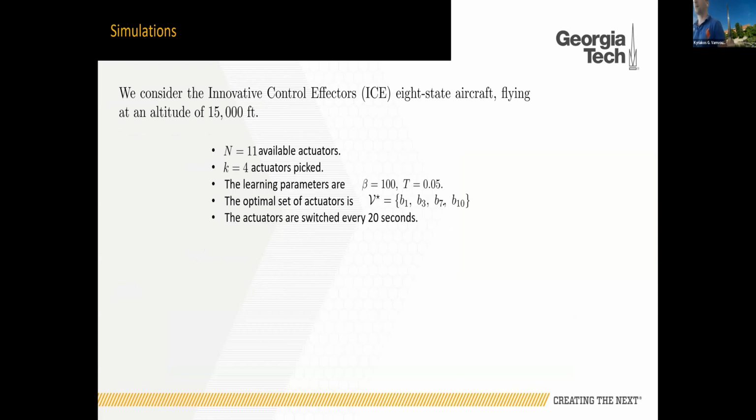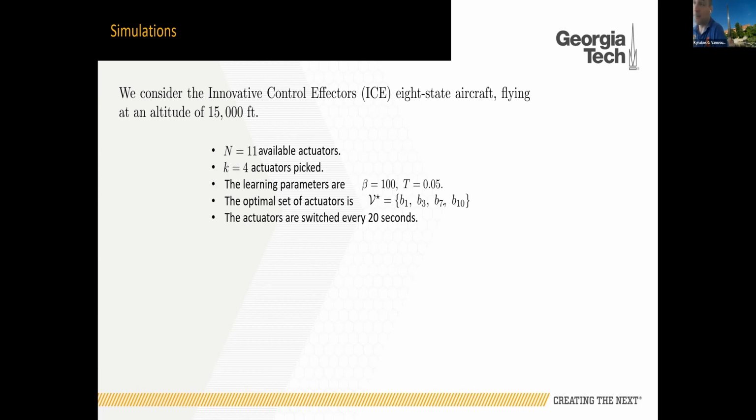Okay, so now let's see how all this is going to work. So we have an aircraft. Again, I'm in aerospace, so I have to show pictures of aircraft for my department chair to be happy. Let's say that I have an 8-state aircraft, which is flying at an altitude of 15,000 feet. I have 11 available actuators, and I can pick only 4 of them. The optimal set of actuators is B1, B3, B7, B10, and this can be found offline. So let's see if our learning can actually learn this optimal set.